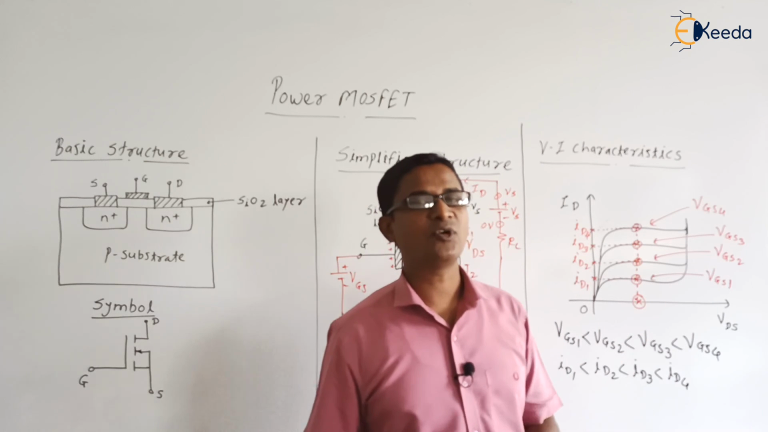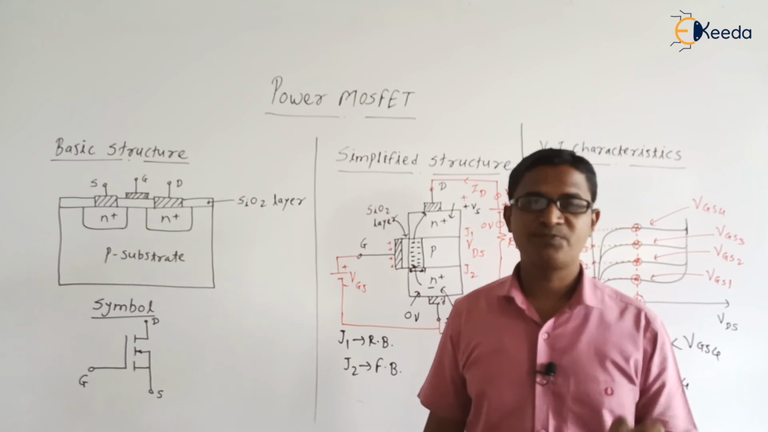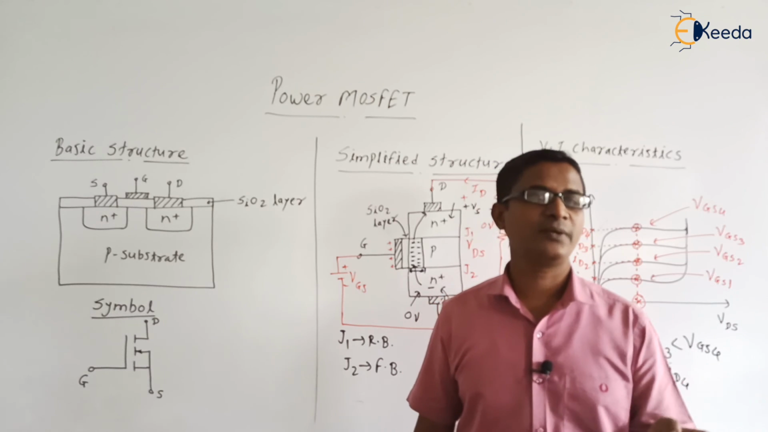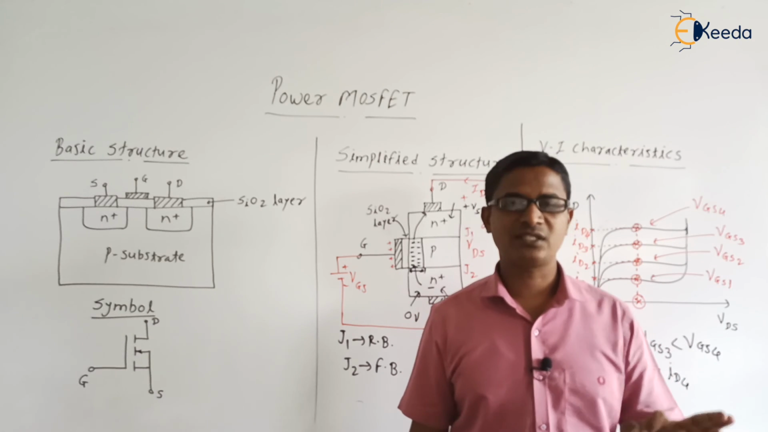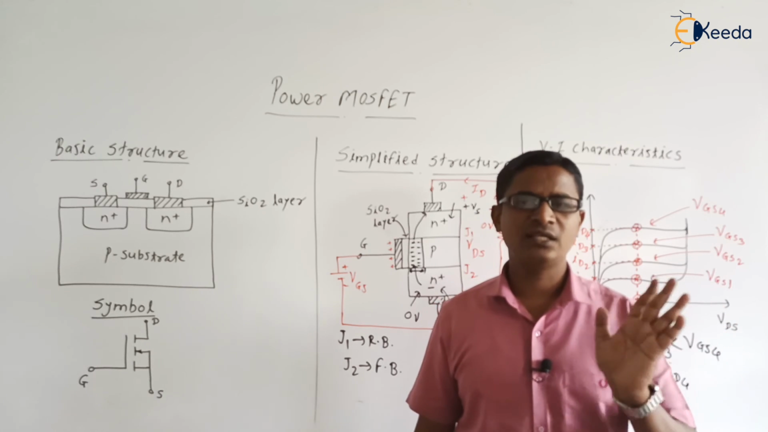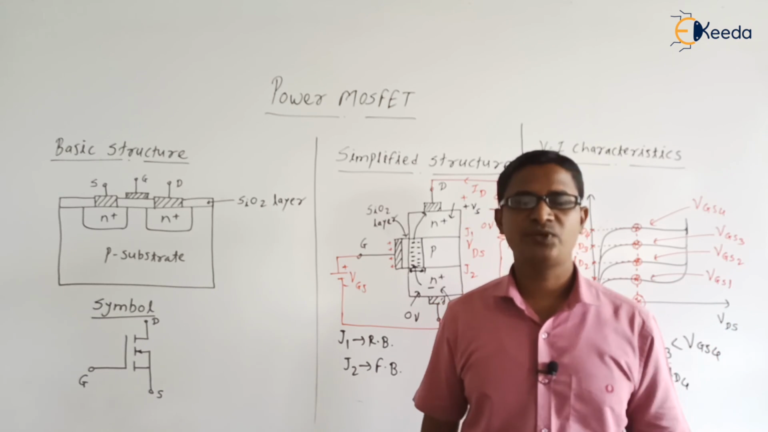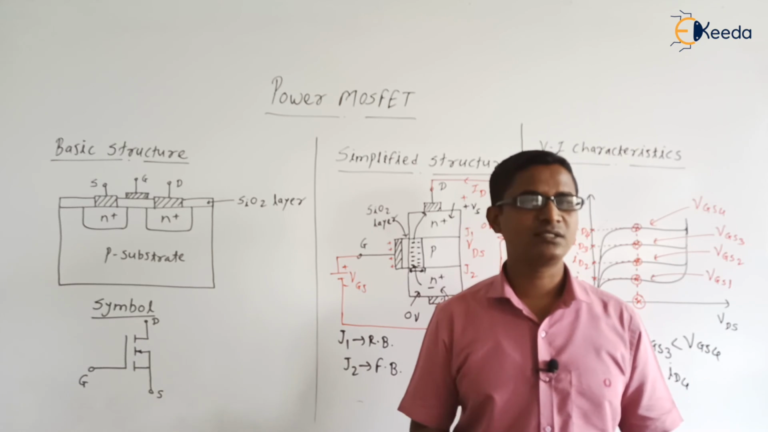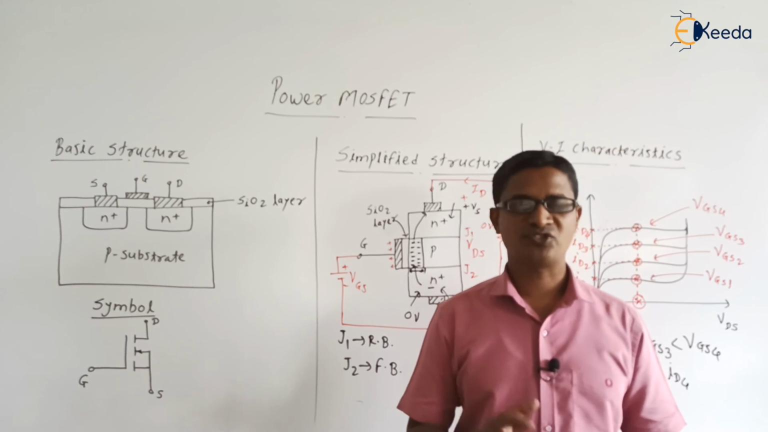So this is about the power MOSFET. Strictly speaking, power MOSFETs are used in circuitry where faster switching rates are required, specifically in the inverter. In the next video we are going to discuss the numericals related to power MOSFET.